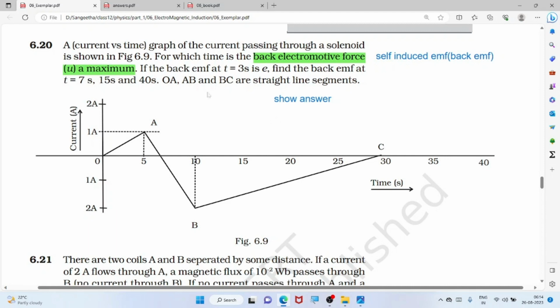The current versus time graph of the current passing through a solenoid is shown here. For which time is the back EMF, that is the self-induced EMF, maximum? If the back EMF at 3 seconds is E, find the back EMF at these other times.